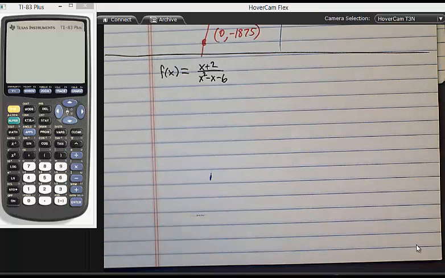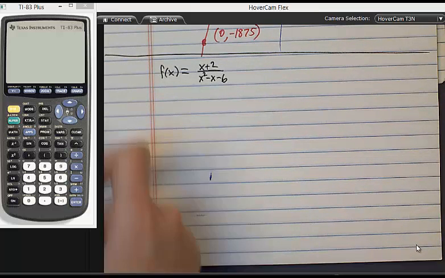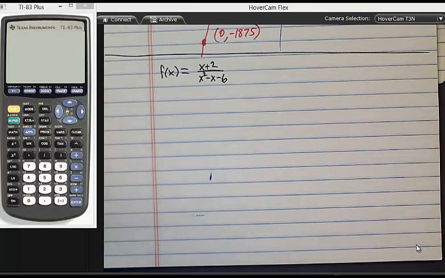And so I'm going to start by putting that in the calculator. Okay? I think that's going to help. So I'm going to go ahead and graph that.